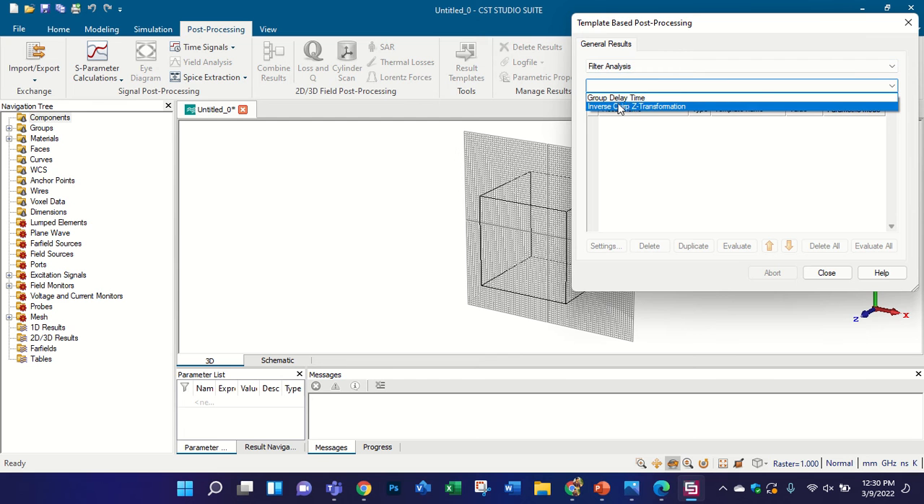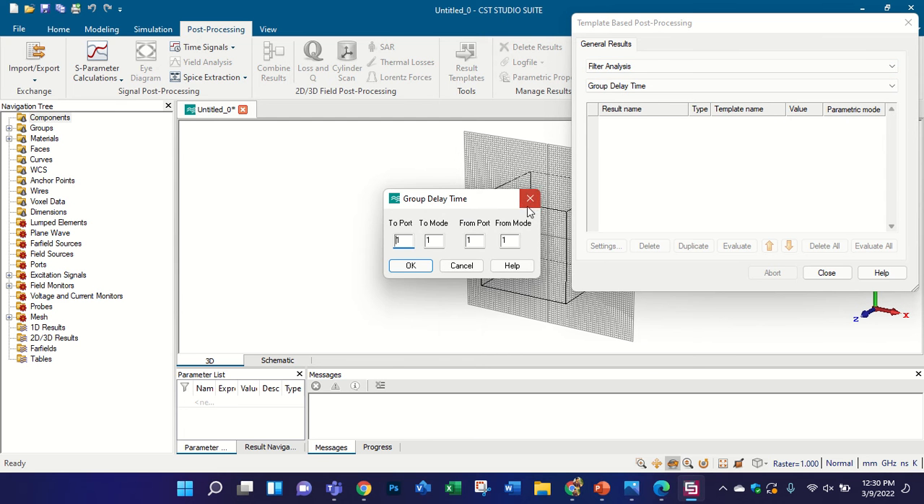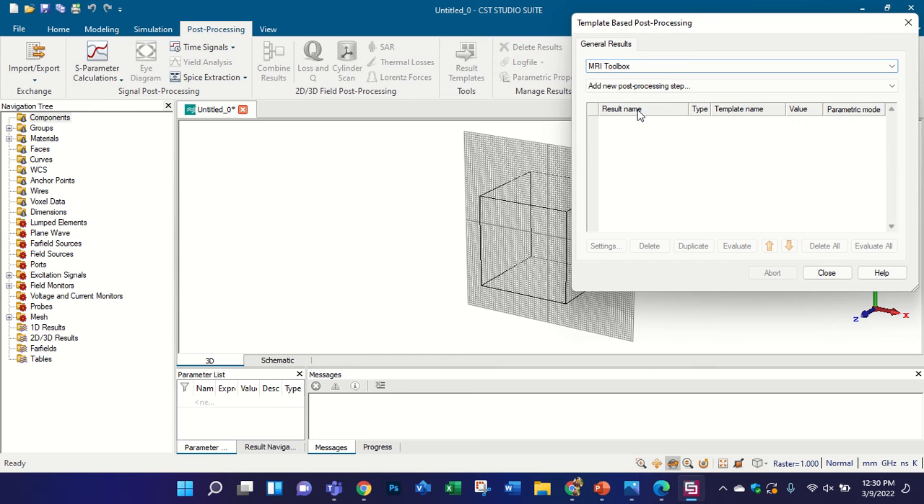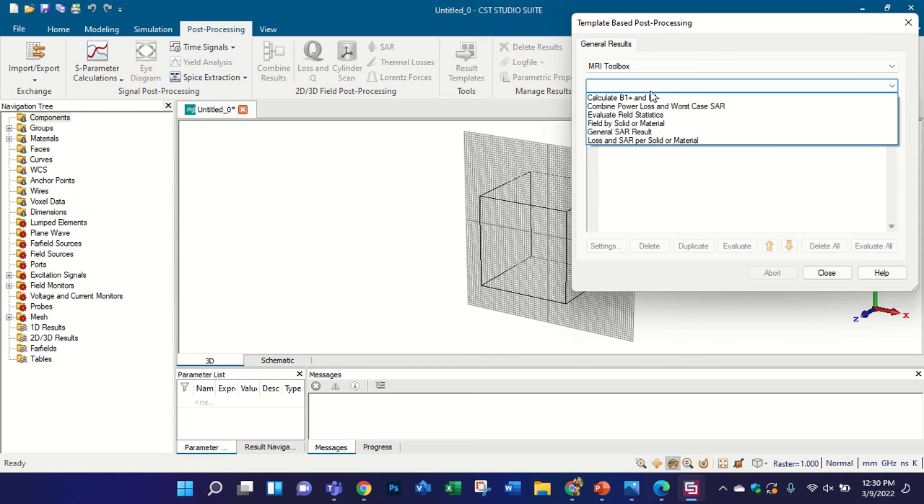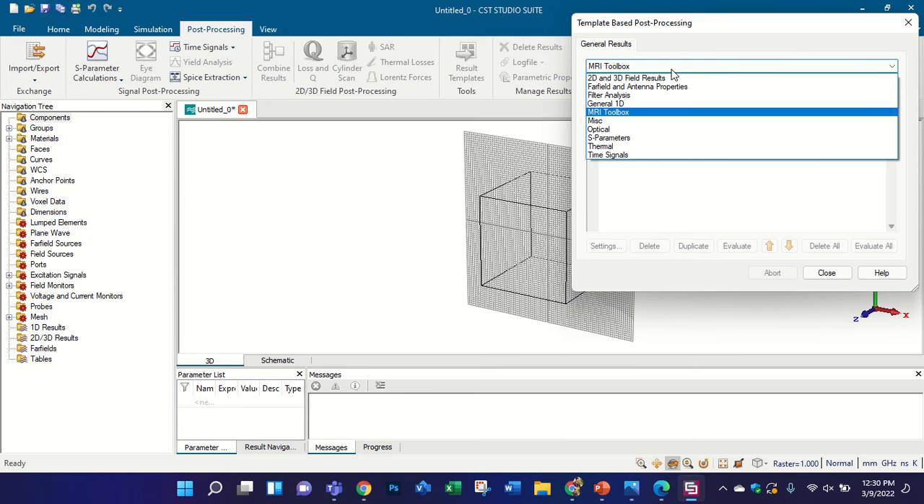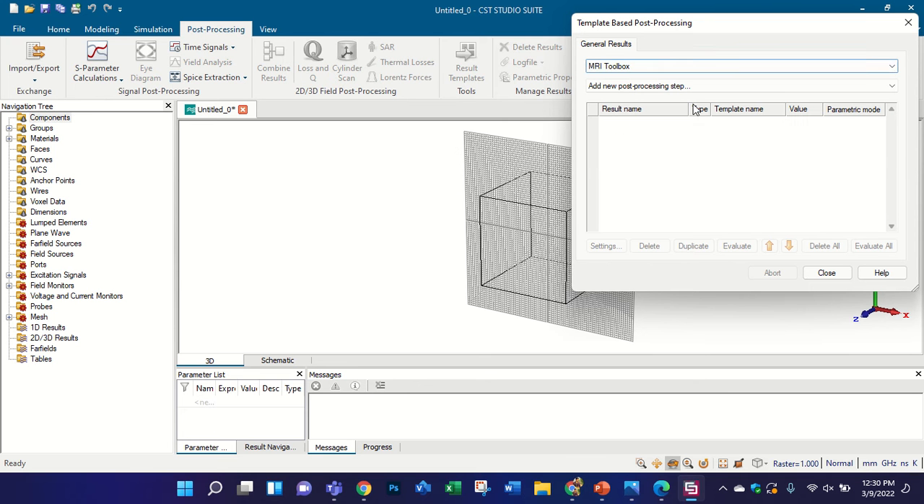Someone yesterday asked me about group delay, so in this way you can calculate the group delay. I will check and send you on WhatsApp, because here I need to find it, and it is taking time.